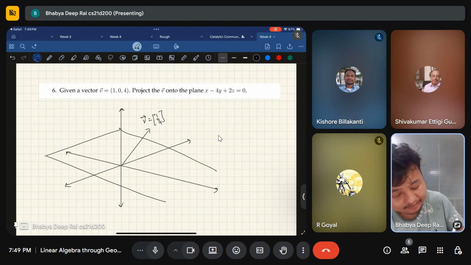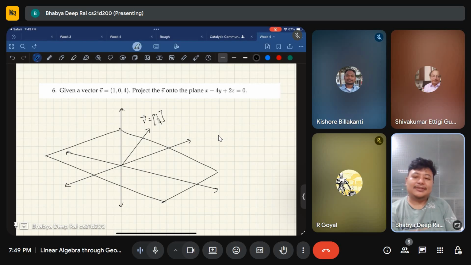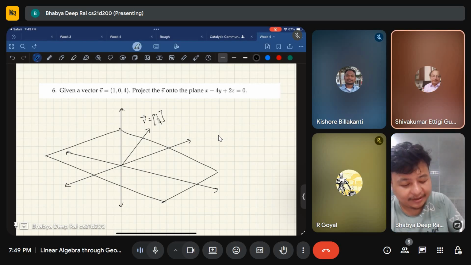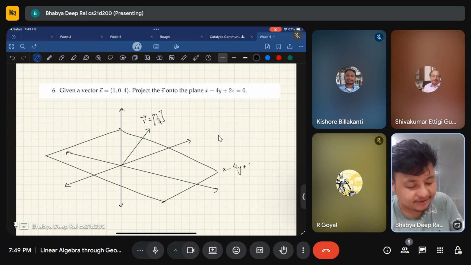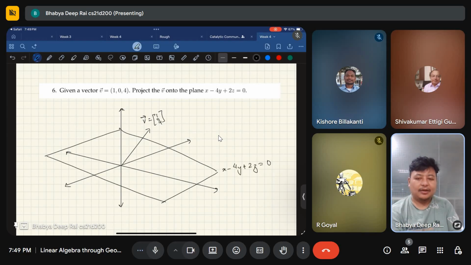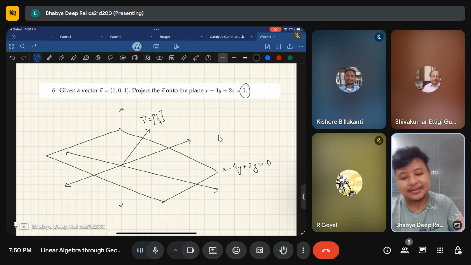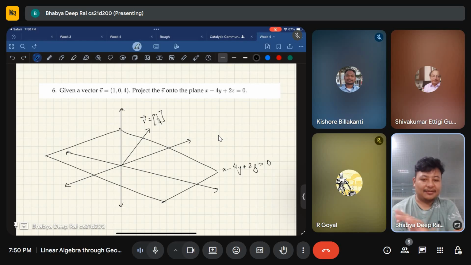Now the question is, you want to find, and this plane is x minus 4y plus 2z equals 0. First of all, you can see that it needs to pass through the origin because it is a homogeneous equation. And if it is a homogeneous equation, one of its solutions will definitely be 0, 0, 0. X equals 0, y equals 0, and z equals 0, which is called the trivial solution of the homogeneous equation, which means it will always pass through the origin. Now what you are saying is, you have v, you want to project it on this plane. Locate that point.